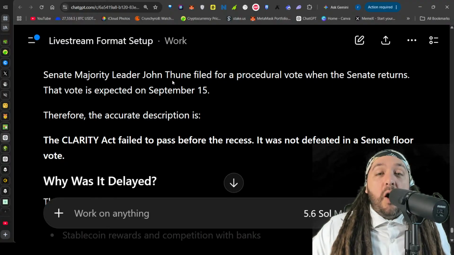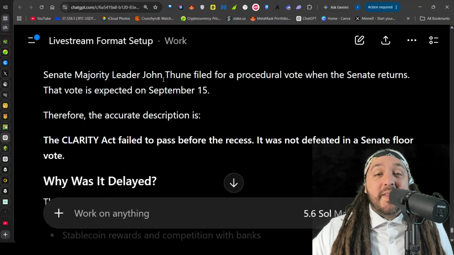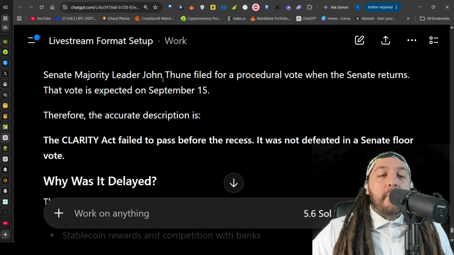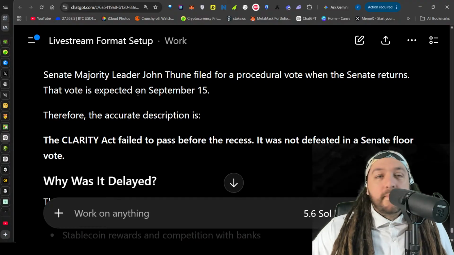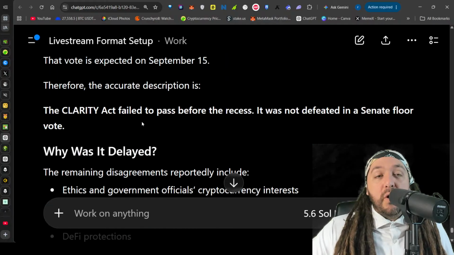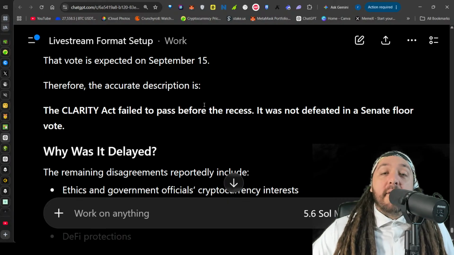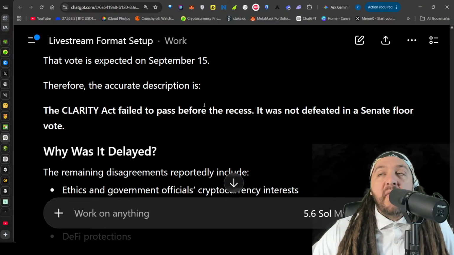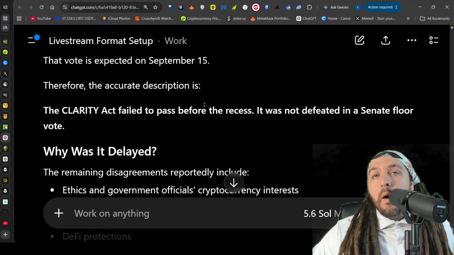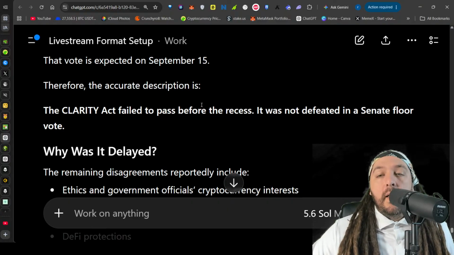Senate Majority Leader John Thune, though, filed for a procedural vote when the Senate returns. That vote is expected to happen on September 15th. So if you get on Twitter and they start doing victory laps and talking about how they killed the bill, just know those people are highly dishonest. And if you didn't already know that, you heard it here first. Make sure I get some credit. Therefore, the accurate description is the Clarity Act failed to pass before they took a break. All right, they had a vacation scheduled on their calendar, and they just didn't get to it before they went on vacation, right? But it doesn't mean they still don't have to vote on it. So it's not defeated in the Senate floor vote.